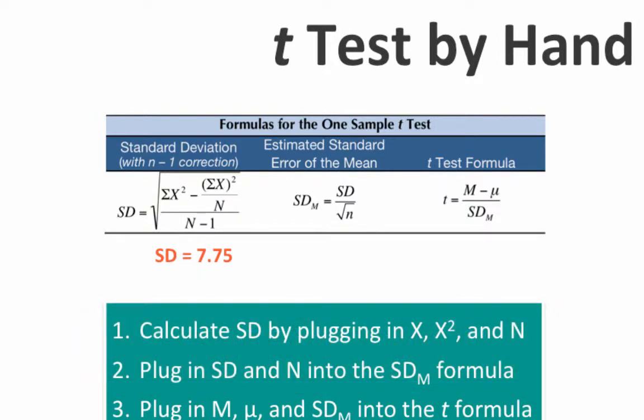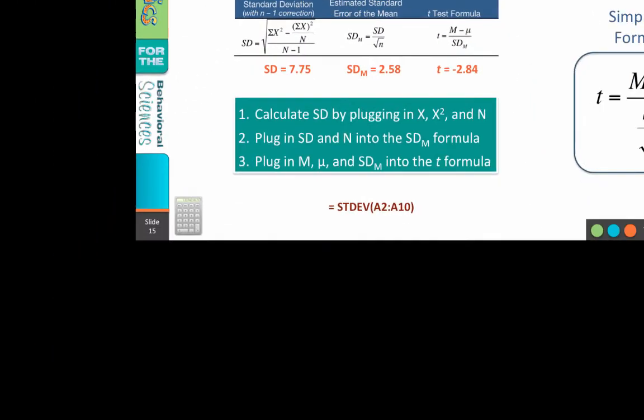All right, so SD equals 7.75. Let's divide that by the square root of n, and we get 2.58. The square root of n, of course, being, well, n is 9, and so the square root would be 3. And finally, we plug that value into the denominator of the t-test formula, the mean of the sample minus the mean of the population divided by the estimated standard error of the mean, and that value is a negative 2.84. Let's go back to the calculator and let me show you that math.